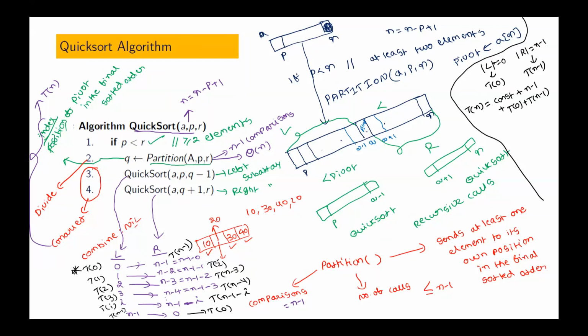But do we really know that there are 0 elements on one side and n minus 1 elements on the other side? We don't know. Then how to find the time? What is the time this algorithm takes? How to find what time this takes?